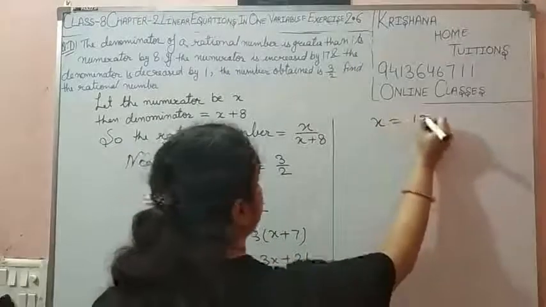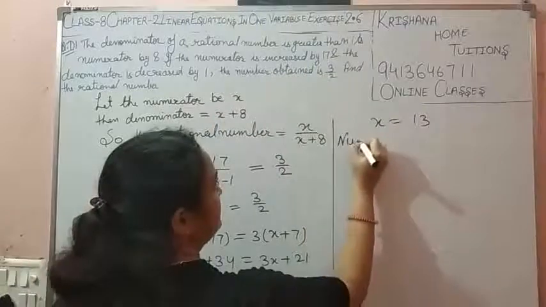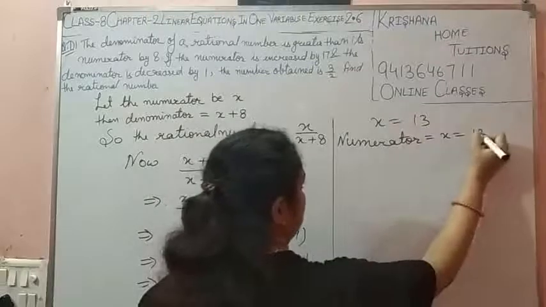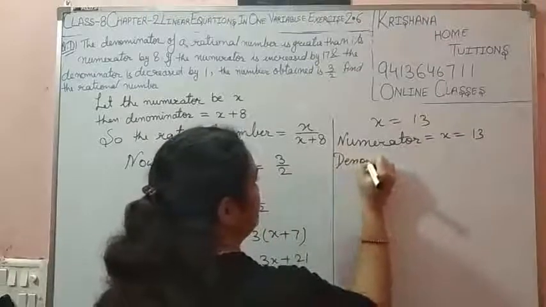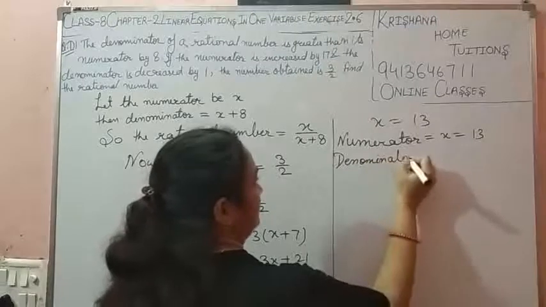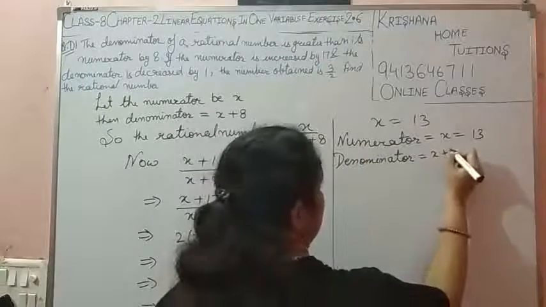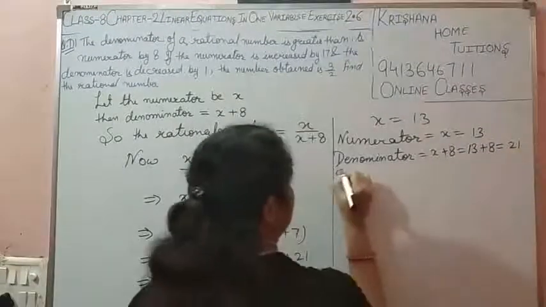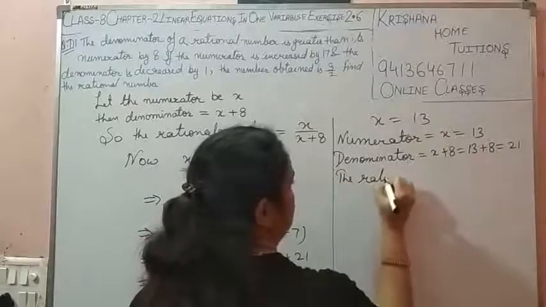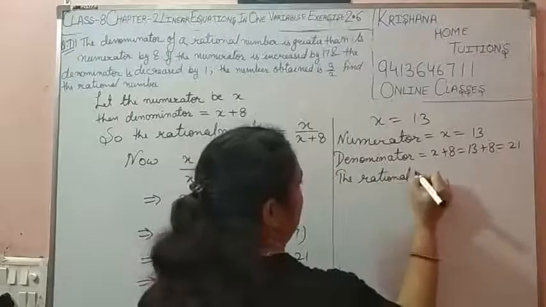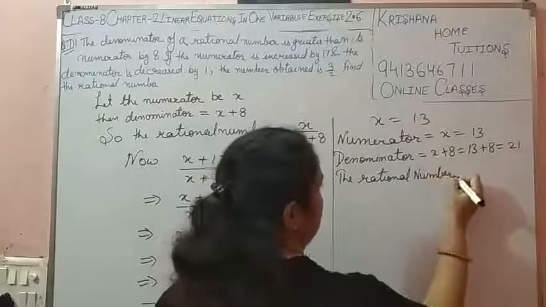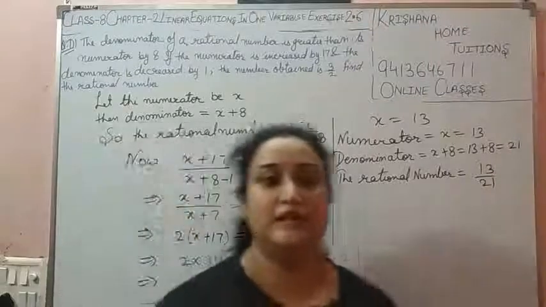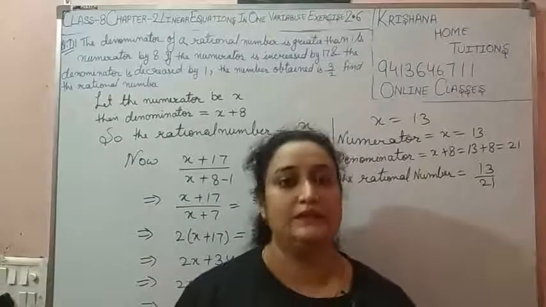Here x we have assumed as the numerator. So the numerator is equal to x, that is 13, and the denominator is equal to x plus 8, that is 13 plus 8, 21, and the rational number is 13 upon 21. So this is the complete solution of this exercise, and this chapter is completed here.